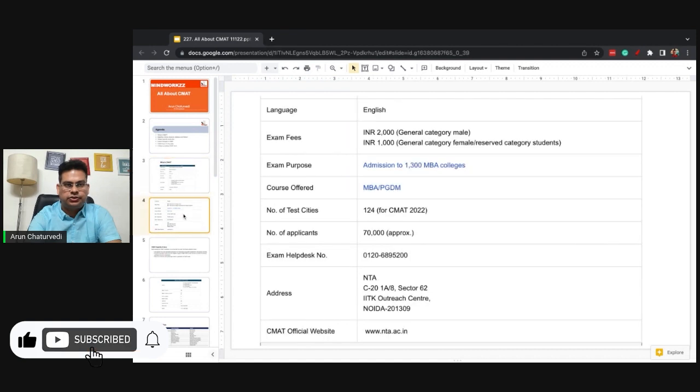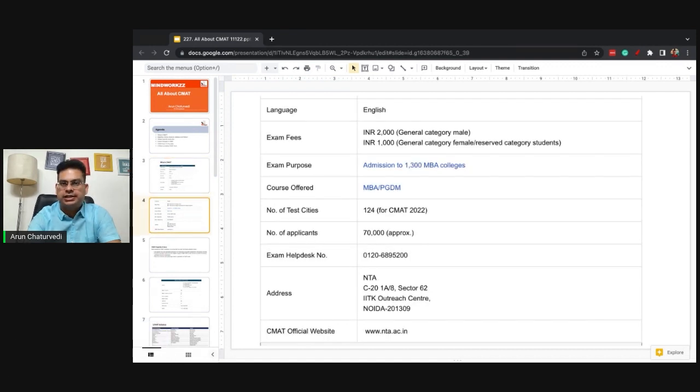Language is English. The exam fees is 2,000 rupees for general candidates, male. For female and reserved category students, the fees is 1,000 rupees. This was last year's data.